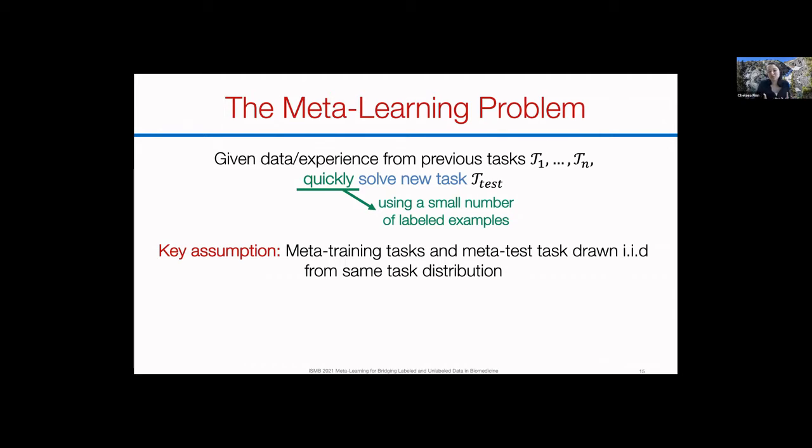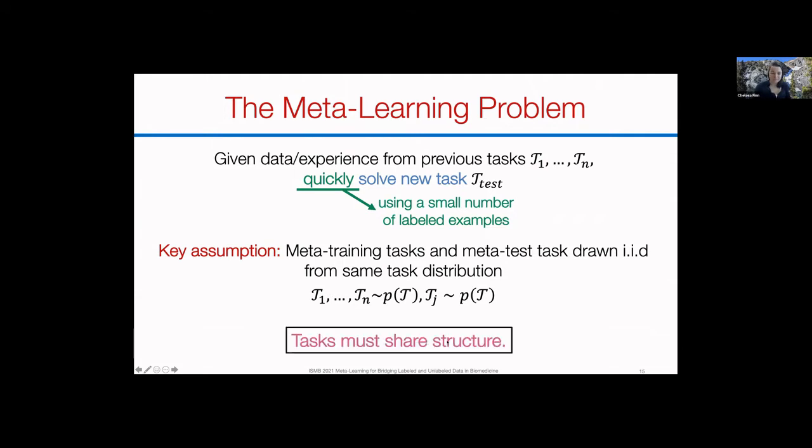If your new task is completely unrelated to all the tasks that you've seen before, then you won't be able to leverage your previous experience to very quickly solve this new task. So we assume that there's some distribution of tasks and that each of the tasks is drawn from that same distribution.